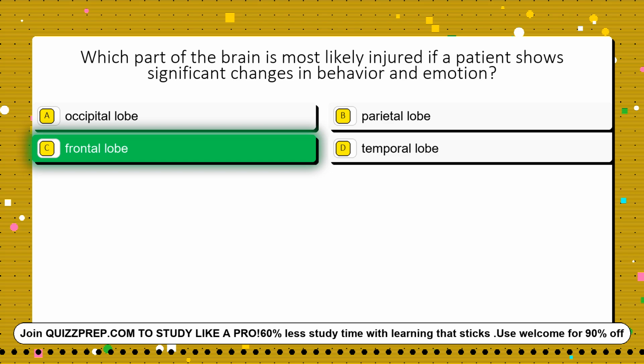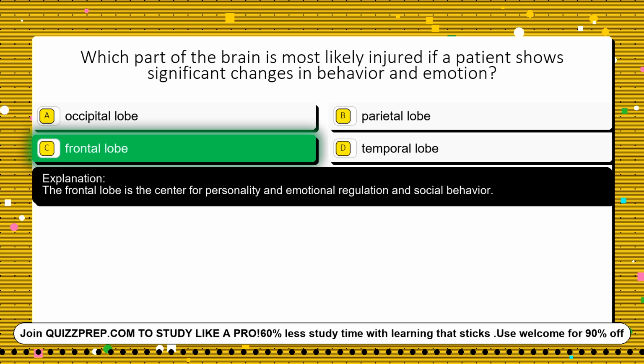The correct answer is option C. Frontal lobe. The frontal lobe is the center for personality and emotional regulation and social behavior.